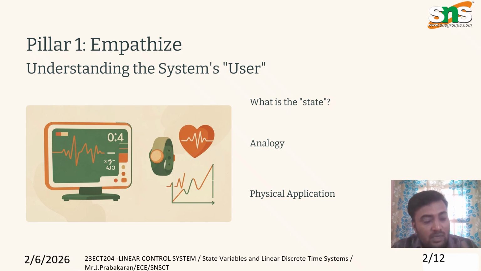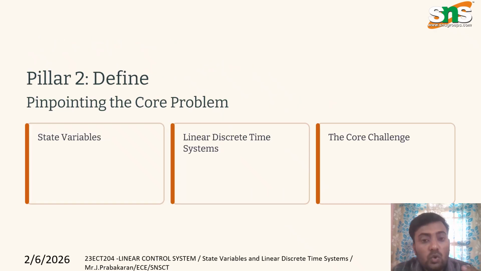A state variable is a minimum set of variables that completely describe the present condition of a system and help predict its future behavior. For example, in a mass spring system, position can be one state variable and velocity can be another state variable. Together, they completely describe the system. Now, let me define state variables more clearly. State variables are the smallest set of variables required to determine the future behavior of a system.